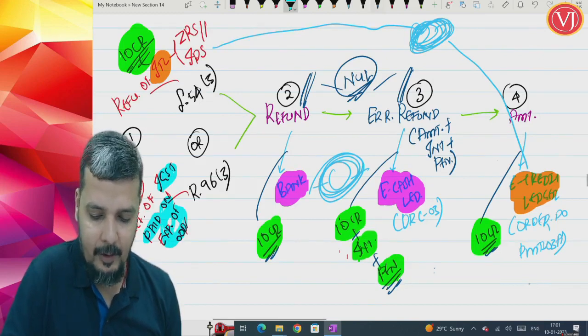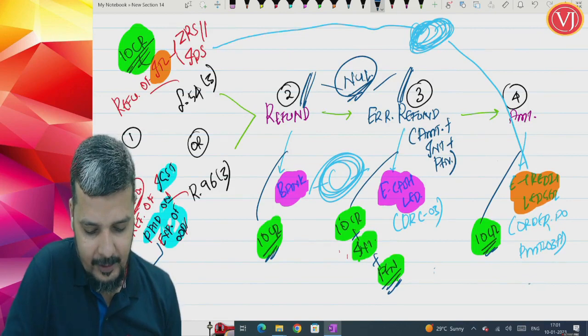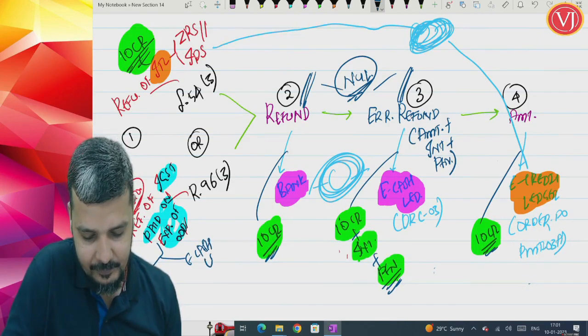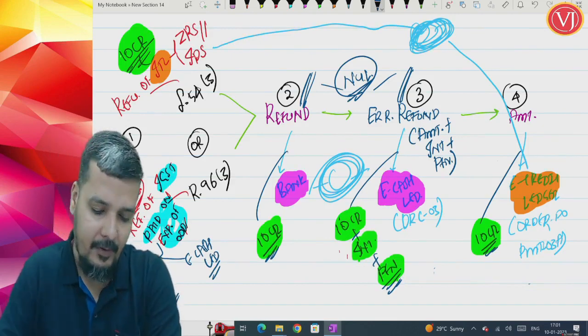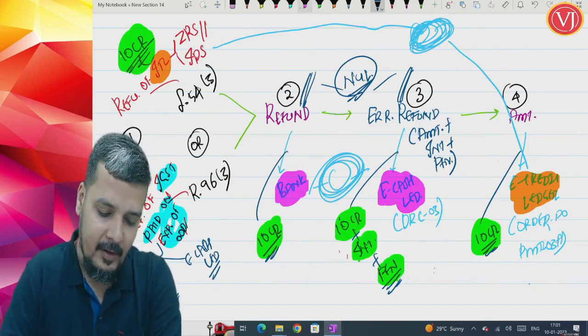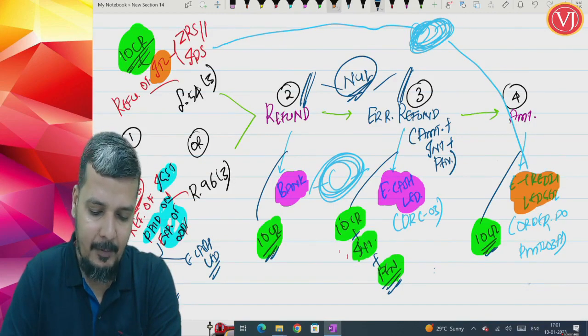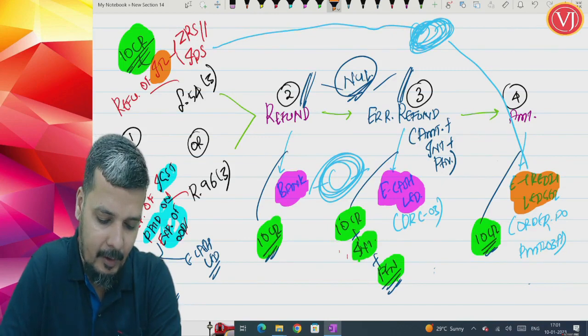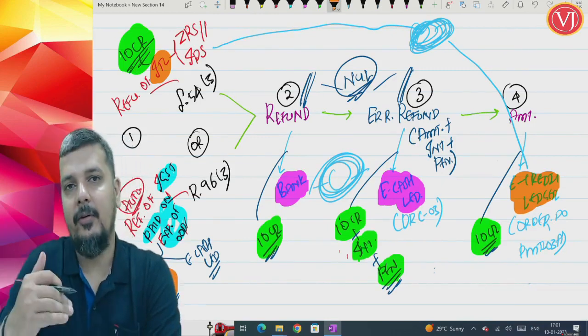IGST paid on export of goods can be paid either by your credit ledger or by using your cash ledger. So you can pay this IGST either by way of your credit ledger or by way of your cash ledger. As far as you are paying it by way of your credit ledger, there is no problem. Whatever amount you are going to pay by credit ledger, your credit got reduced.